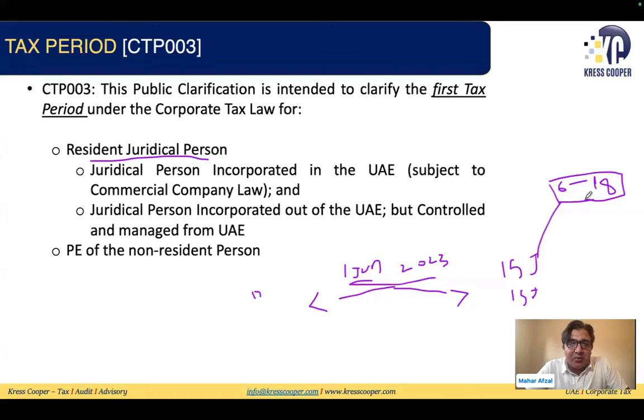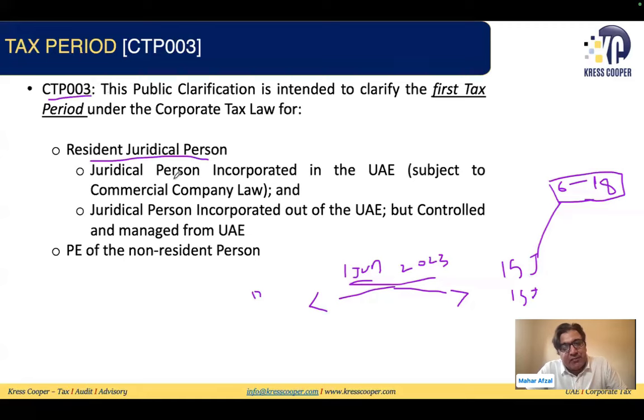Whatever the requirement of the company law and the requirement of the tax law, the requirement is the same. Once the requirement is the same, both will be following the same period. Most probably, whatever the financial period is, the same will be the tax period. So anyway, let's discuss why this public clarification has been issued.